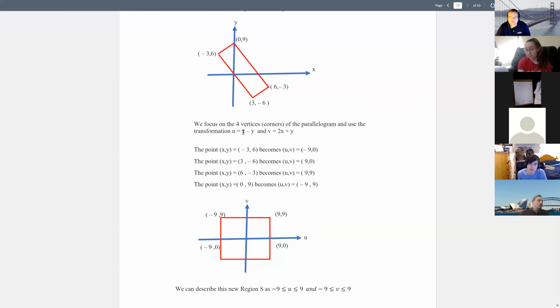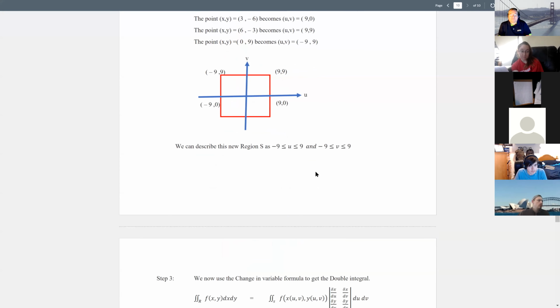If you go up here and you make X negative 3 and Y equals 6, negative 3 take away 6, negative 9. And then if you go 2 lots of negative 3 add 6, you get 0. So you can see how this point gets transformed to this coordinate. And then you do it to the others, and guess what? You get a pretty little square-come-rectangle-y thing, right?